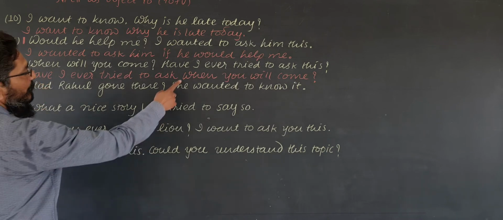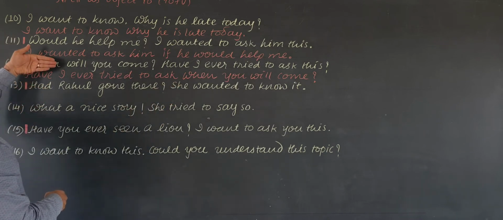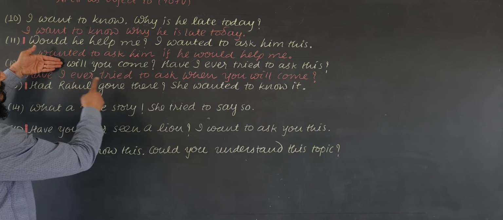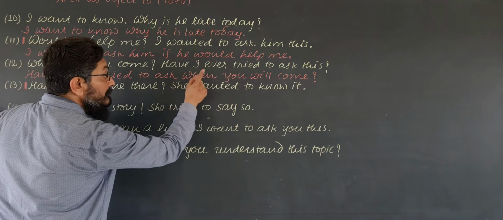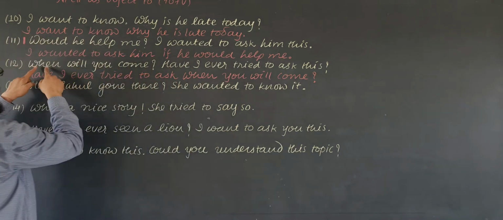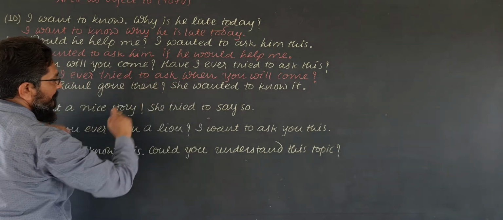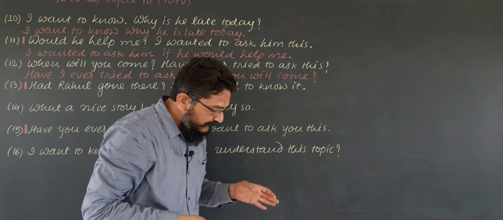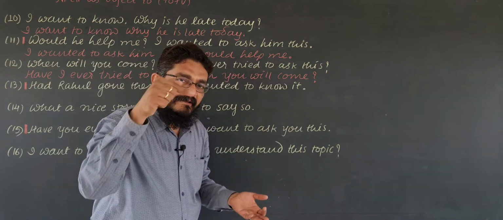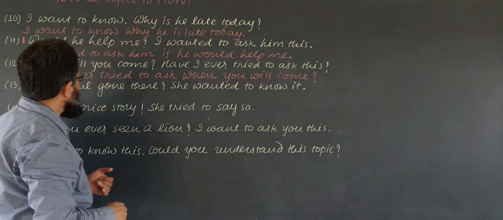Suppose the main sentence is: will you come? Have I ever tried to ask if you will come? If a WH word has not been given, then you will go for if. If a WH word has been given, you will use it. If it has not been given, you will use if or whether.